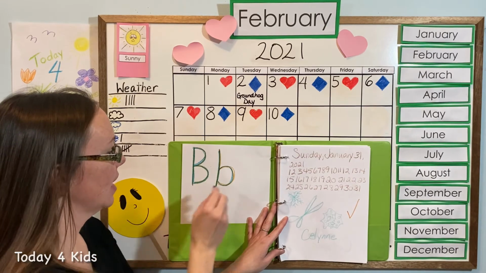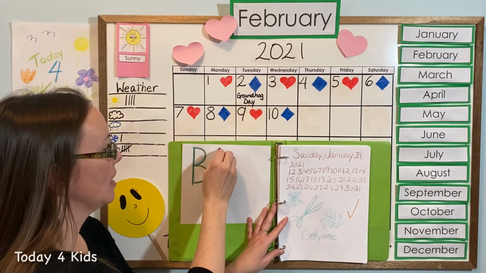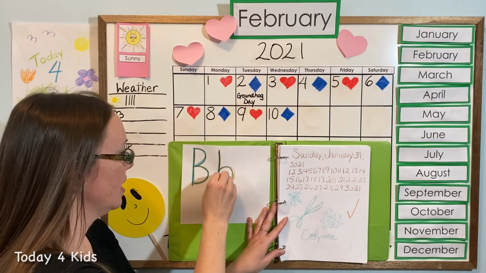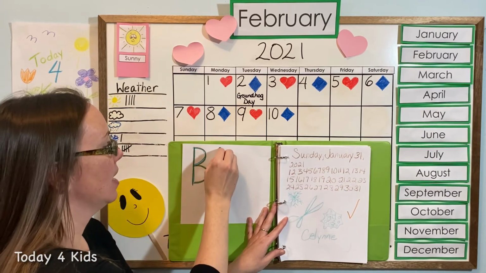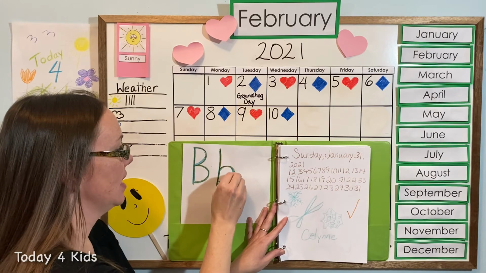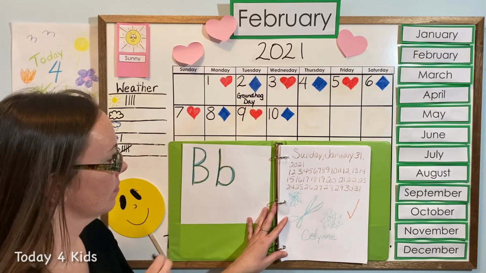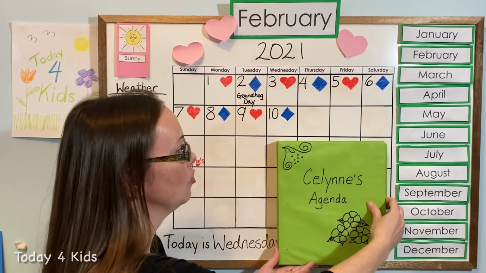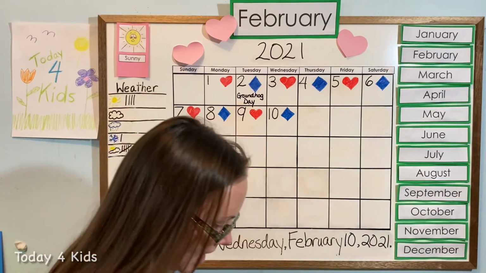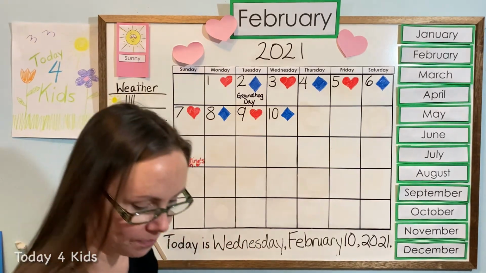Good job. And this is a lowercase b. We're going to make a line again, straight down, and then just one bump. Let's try that one more time. A line down and then one bump. Good job. You practice making a letter every day. Soon you'll be able to print all the letters and make lots of different words.